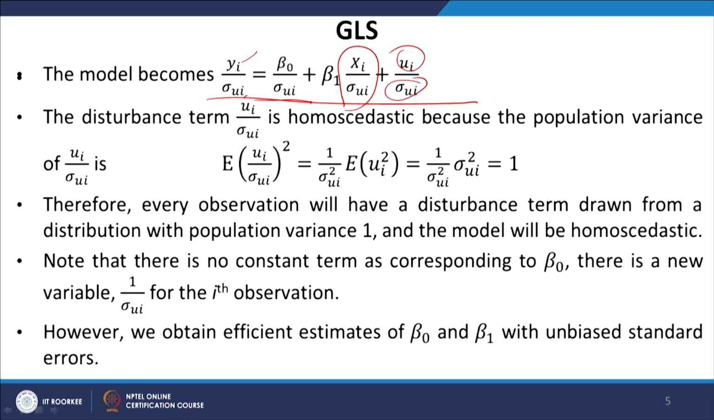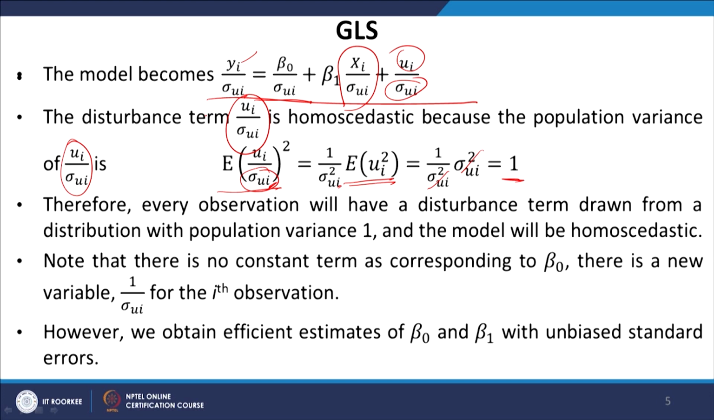The disturbance term u_i upon sigma_ui is homoscedastic, because its population variance is the expected value of (u_i divided by sigma_ui) whole square. Sigma_ui, being specific to observation i, is a constant, so the variance comes out as 1 upon sigma_ui square multiplied by the expected value of u_i square, which is equal to sigma_ui square. Finally, sigma_ui square cancels out and we have 1. So, the variance of u_i divided by sigma_ui is a constant, equal to 1.